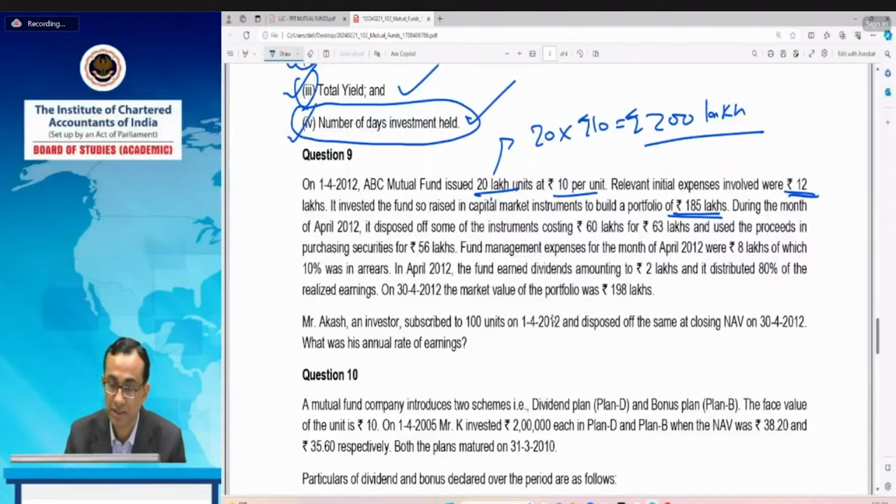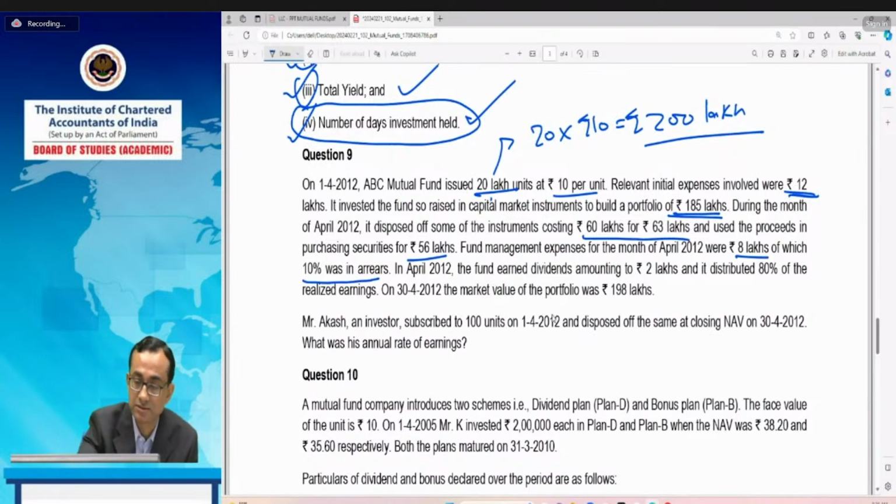Now, whatever amount it has, there was an investment costing 60 lakh; it sold it for 63 lakh. And then it purchased other securities during the month of April itself for 56 lakh. Fund management expenses were rupees 8 lakh, out of which 10% was in arrears. So it will be a liability, 10% arrears. And in the month of April, dividend earned by the mutual fund is 2 lakh. But out of this, it distributed 80% of the realized earnings.